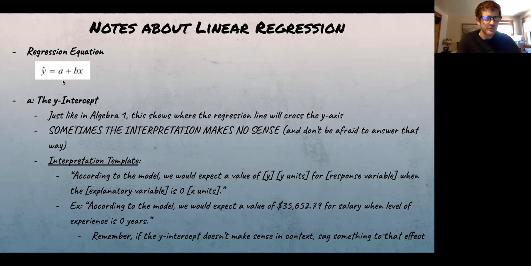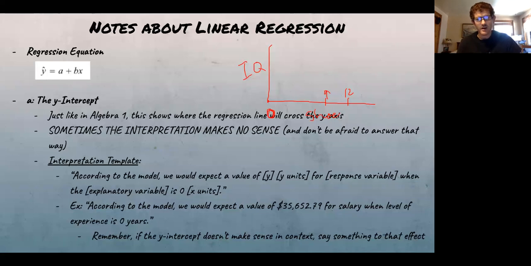Talking about the y-intercept, which for us is a, it's the constant right here. Sometimes you're asked to interpret the y-intercept, and sometimes that interpretation makes no sense. So if we were going to have a regression comparing shoe size to IQ, well, you could wear a size 9 shoe, you might wear a size 12 shoe, but no one wears a size 0 shoe. So a 0 y-intercept doesn't make any sense in this context. So you could say something to that effect.